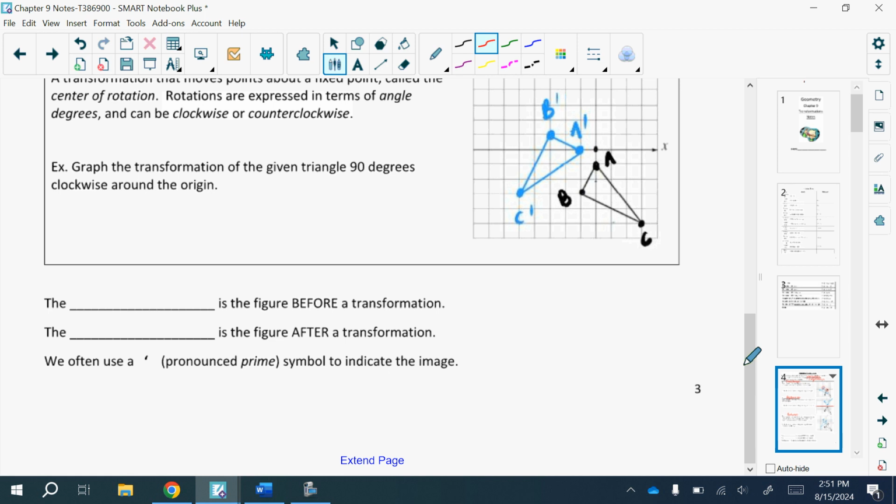2 more definitions here. We have the blank is the figure before a transformation. This is very cleverly named pre-image. Then again, very cleverly, the image is the figure after a transformation. So you got pre-image and image. Then it says we often use an apostrophe-looking symbol. In math, we just call this prime. It's a prime symbol to indicate the image. So most of the times in math, prime being on something just indicates some type of change from initial position.